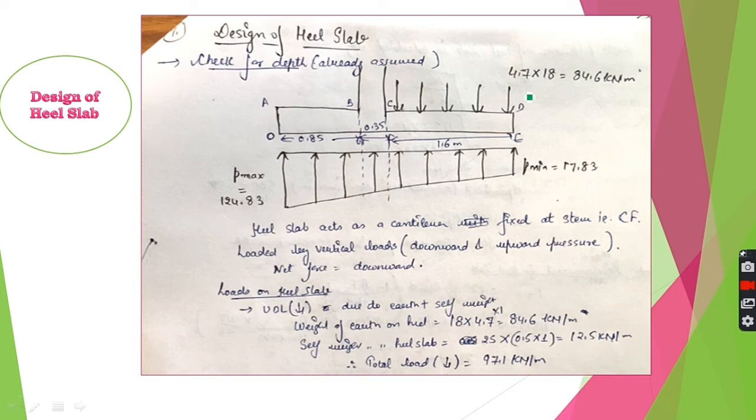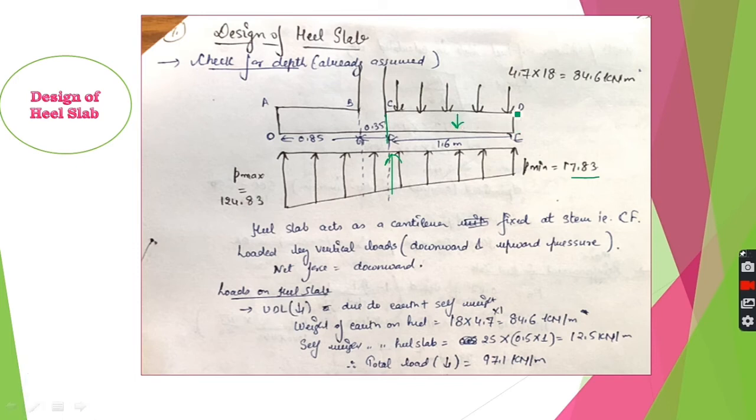So this is the weight of soil, height of soil into gamma, and P minimum and P maximum we have already calculated earlier. Now heel slab acts as a cantilever supported on the face CF here. We will now have to calculate this value of pressure here. So the loads acting on heel slab are weight of earth on heel, 18 into 4.7. Self weight of heel slab will also act in addition to this. This will also act in the vertical downward direction.